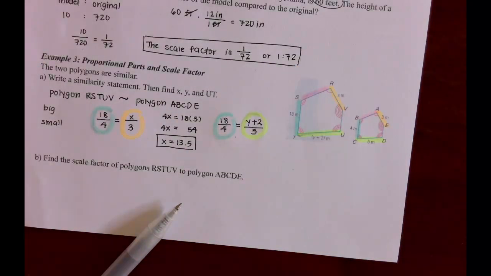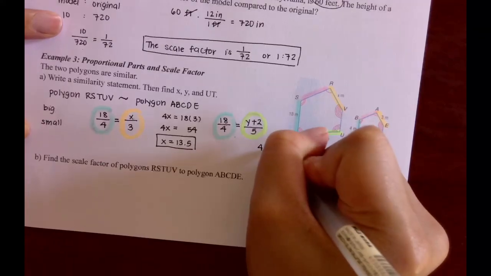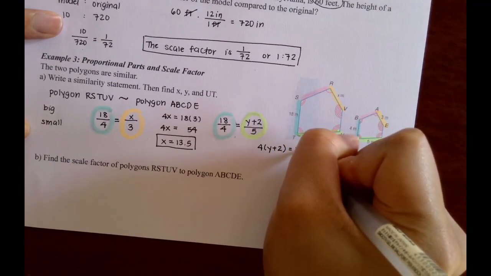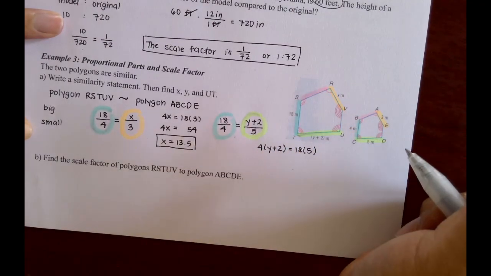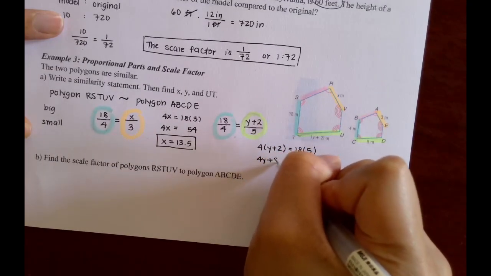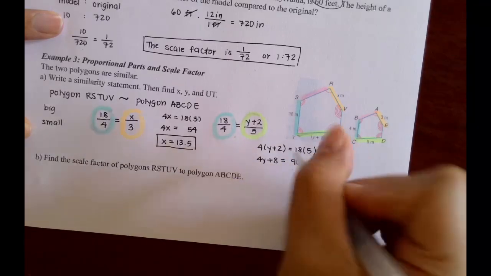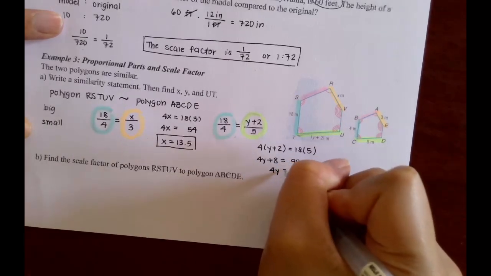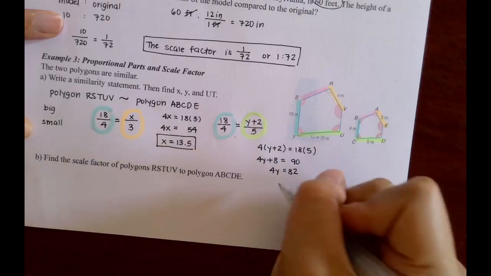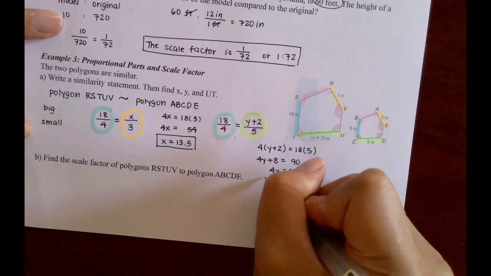Then I'm going to cross multiply, so 4 times y plus 2 equals 18 times 5. Okay. Distribute, this becomes 4y plus 8. 18 times 5 is 90. Subtract 8 on both sides, this is 4y equals 82. Divide by 4 on both sides, y equals 20.5. Okay.